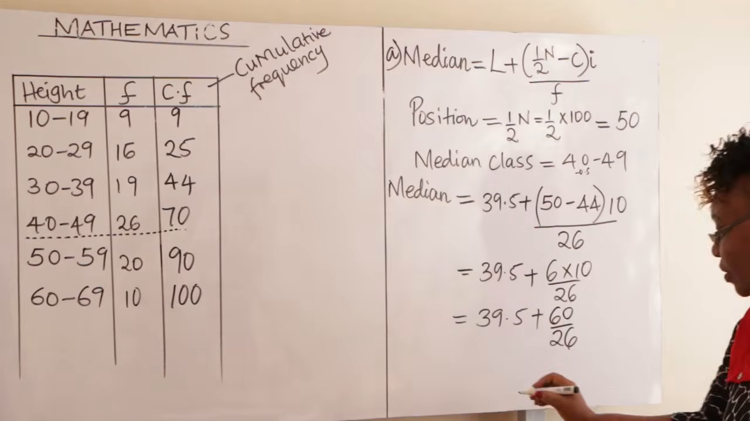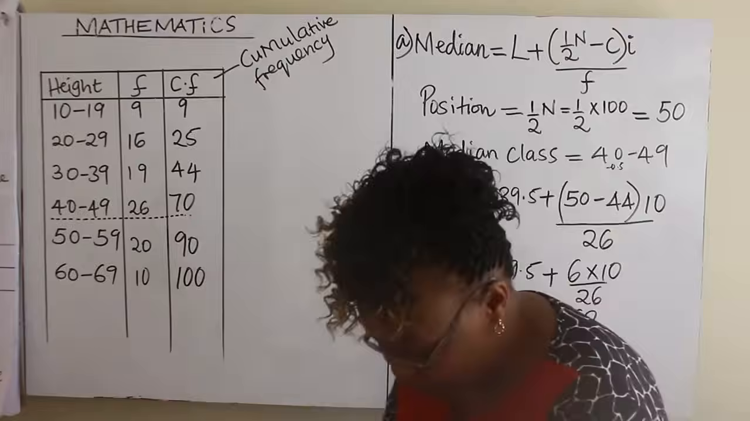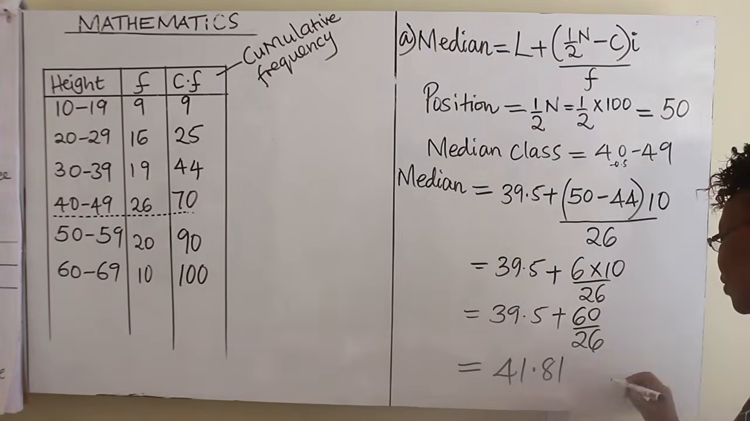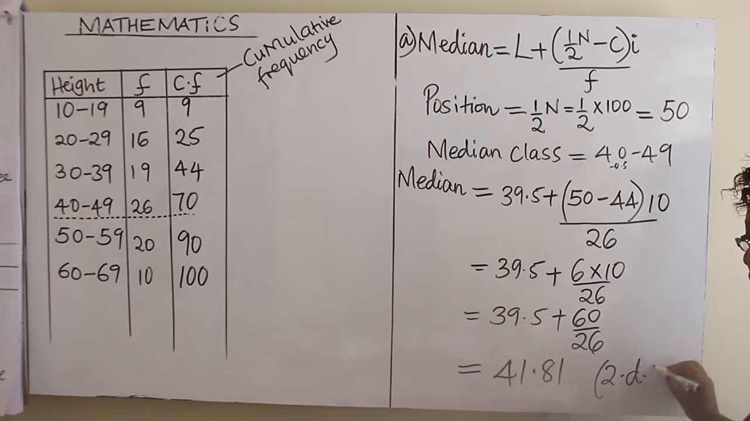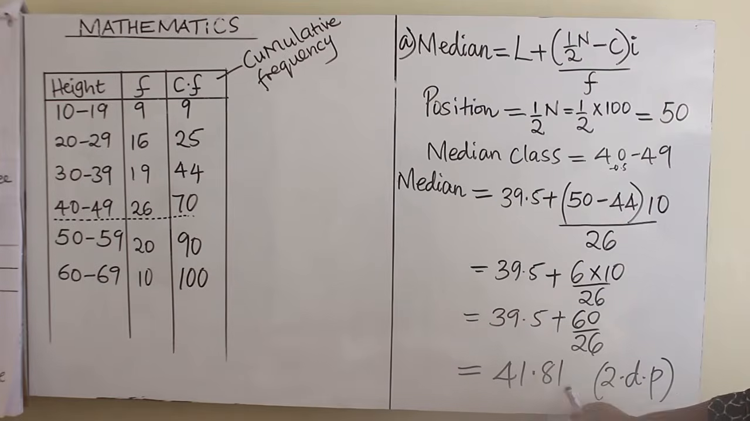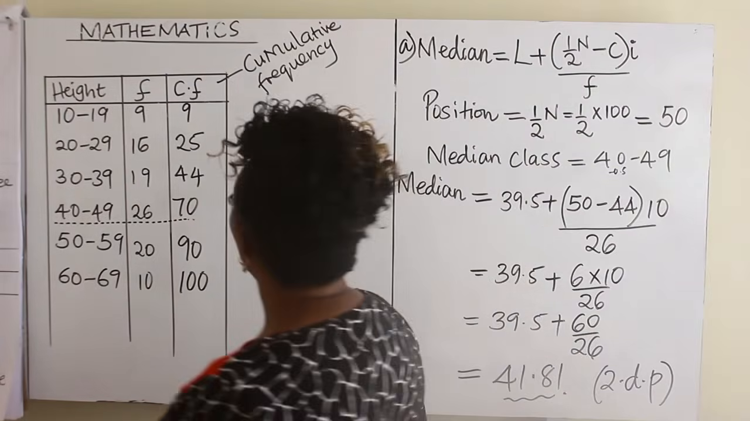So learner, you use a calculator and you end up with 41.81, correct to 2 decimal places. And so that is your median. That is your median, learner. Let us go to the second part.